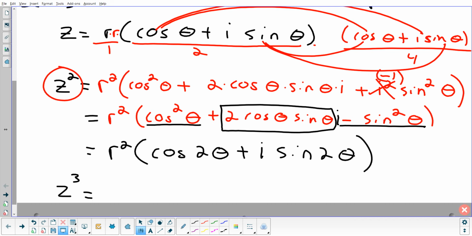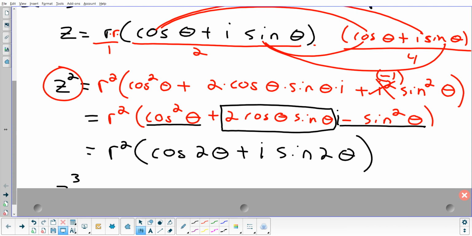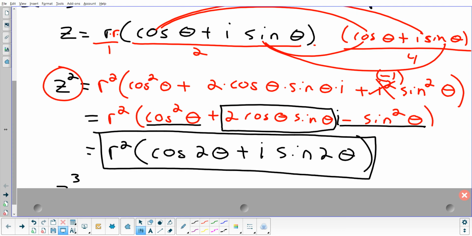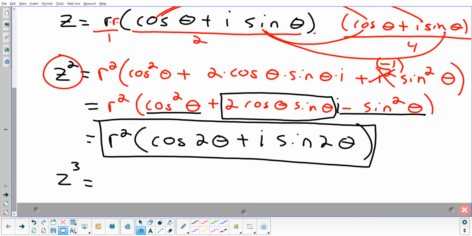And that's what you get if you take z and raise it to the second power. So now, without going through all the work of foiling again, I want to see if you can look at the pattern that we got and tell me what z cubed would be. If it follows a similar pattern to the one above, anyone have a guess what you would get?